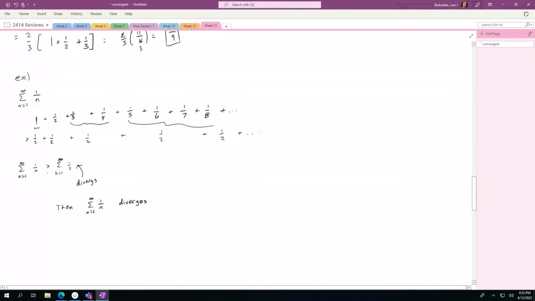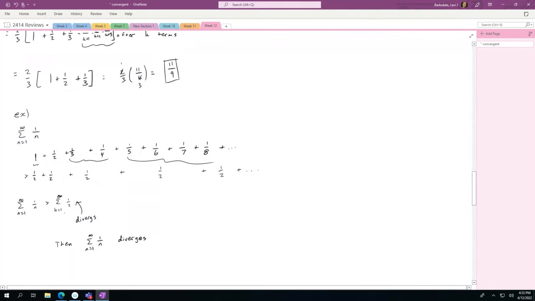So what I was trying to do is establish this inequality here. I'm trying to say that my 1 over n series is always bigger than something like just 1/2. Because I know that this diverges. So if I can say that this inequality is true, then because this diverges, the bigger series also has to diverge.